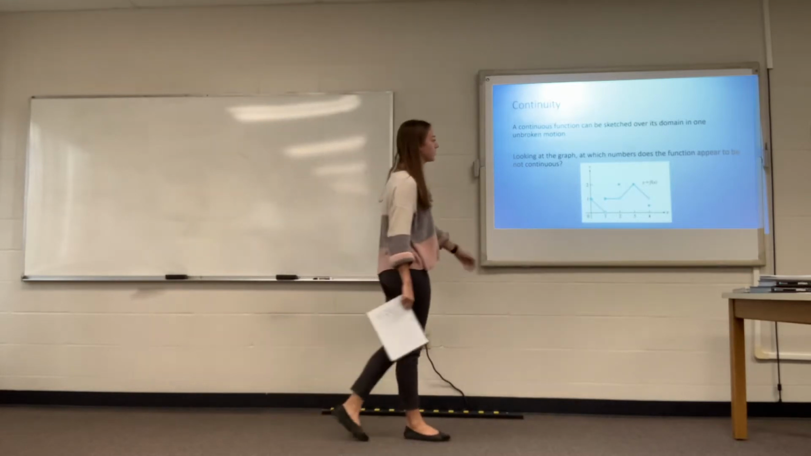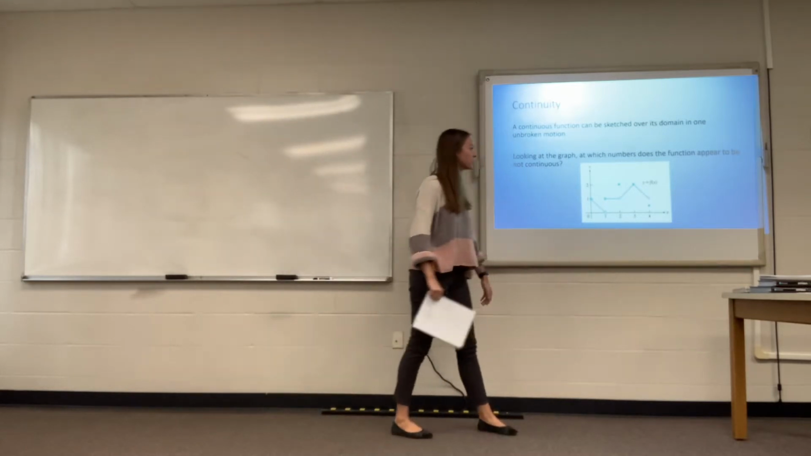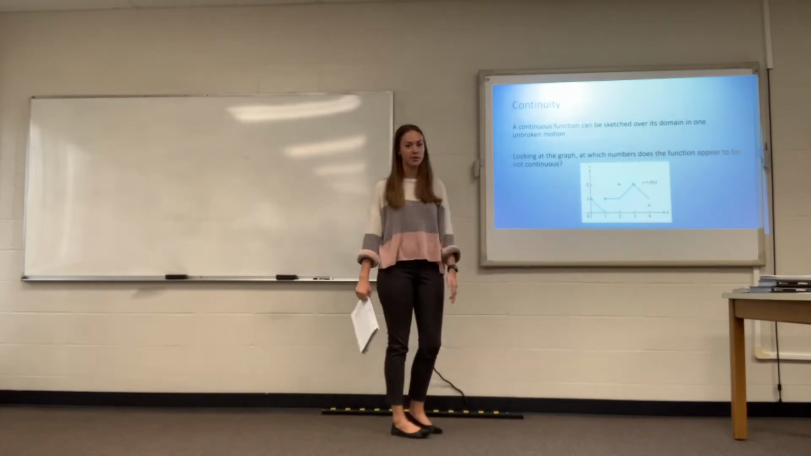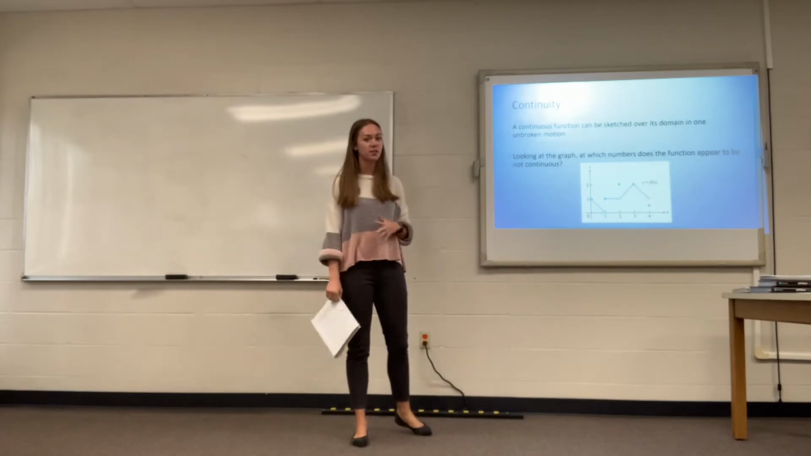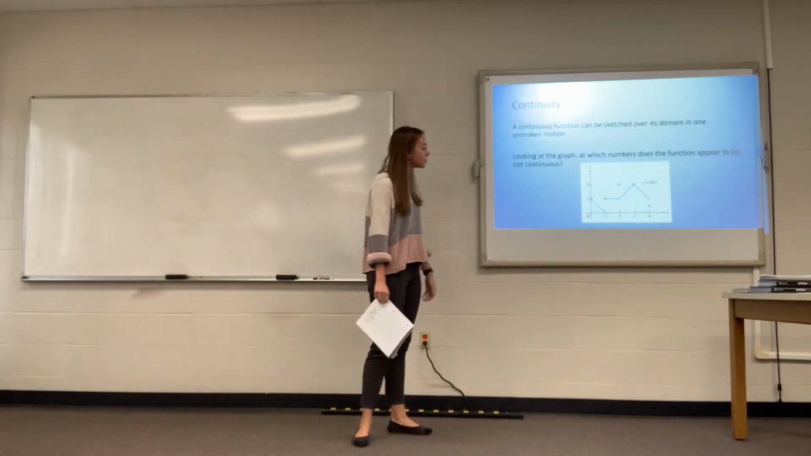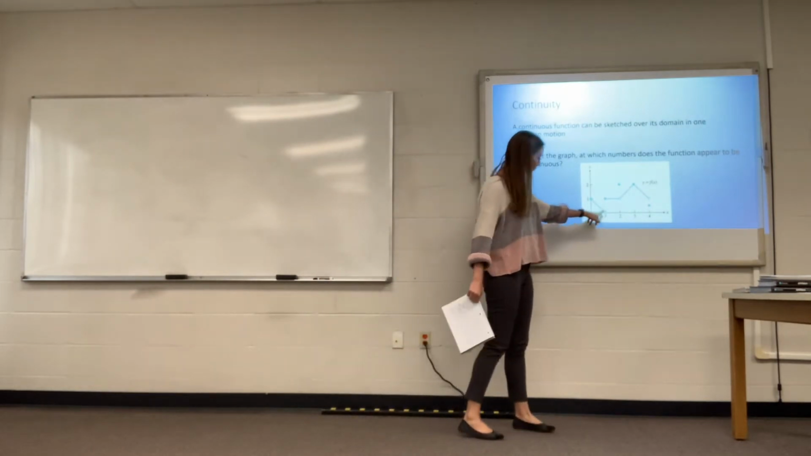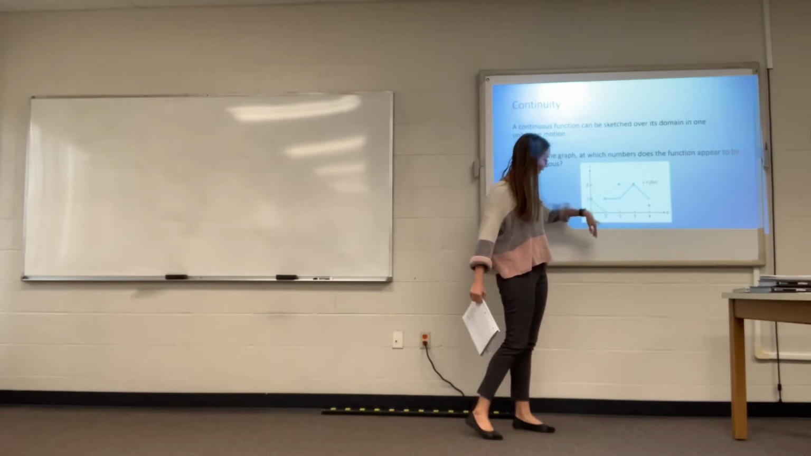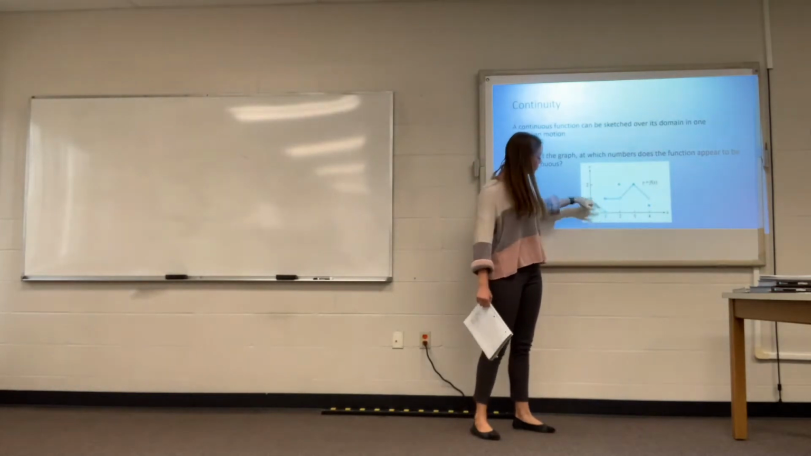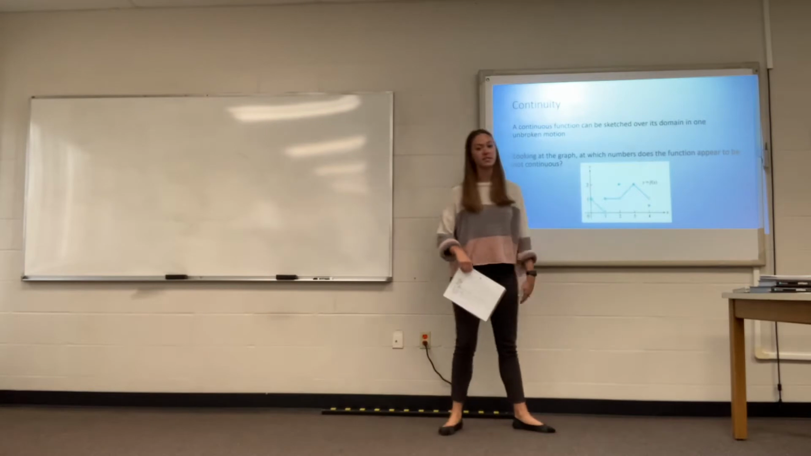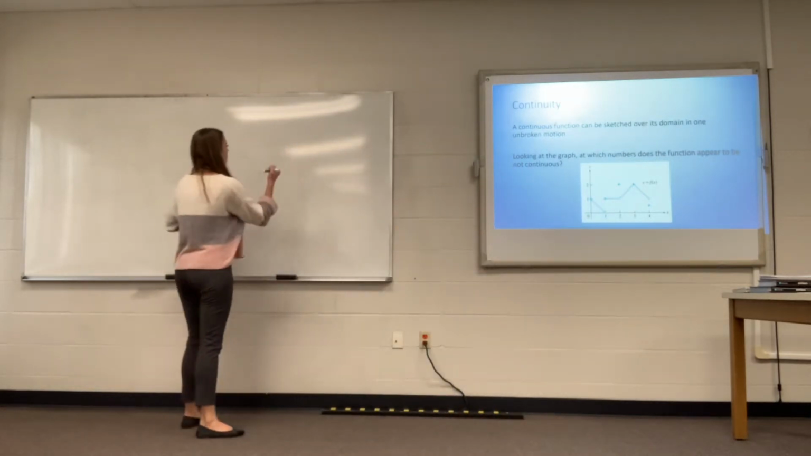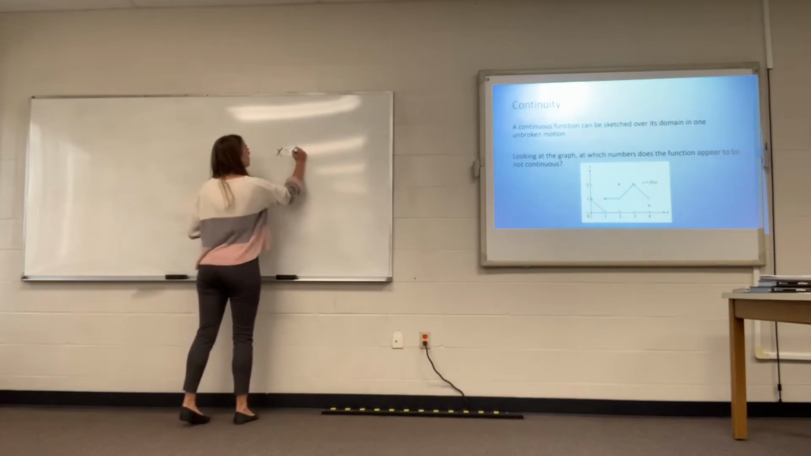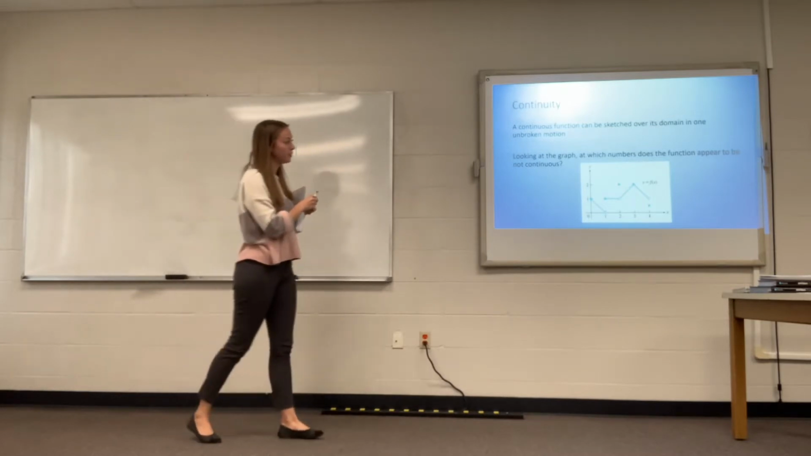So looking at this graph, it says at which numbers does the function appear to not be continuous? Anywhere that we have a break in the graph, it's going to be not continuous. So we can see right here, when x is 1, I approach 2 different values. So I would be not continuous at x equals 1. Okay, so I'll just write these down. So at x equals 1, I'm not continuous.